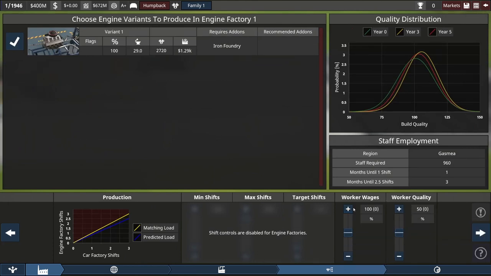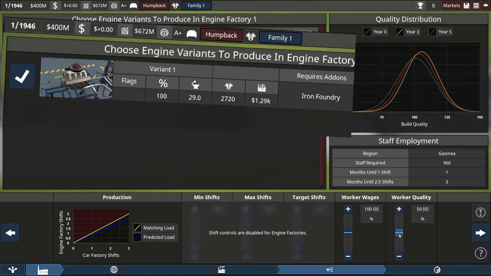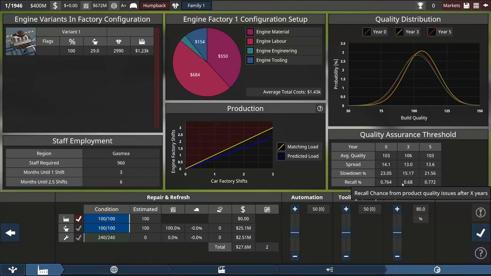The other thing here, worker wages, worker quality. What we can get away with for this depends on how big of a country we're in and how big of a factory we have, and the base scores for the country, which you'll learn as you go. But in this case, I'm going to get a little stricter in my hiring standards. It's going to take us a couple months of the factory running before we can hire everybody, but it's going to bring our costs down per engine because they're going to be more efficient workers. And it'll help a little bit with this recall percent chance.